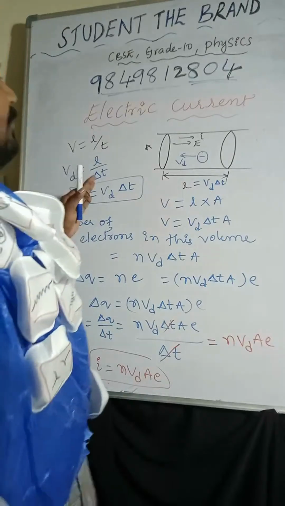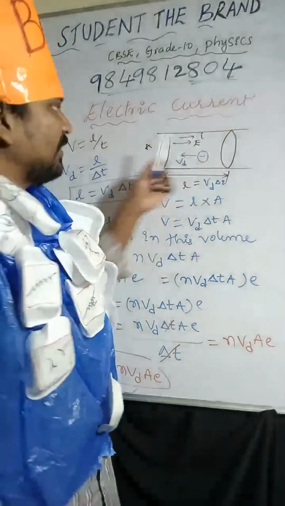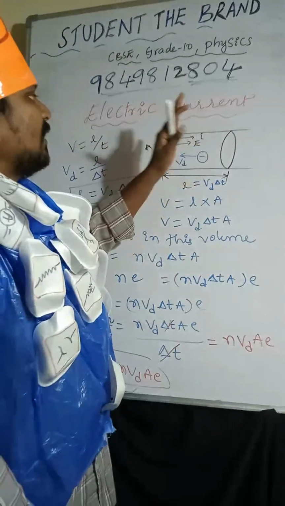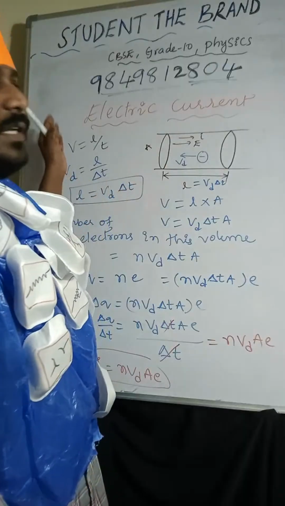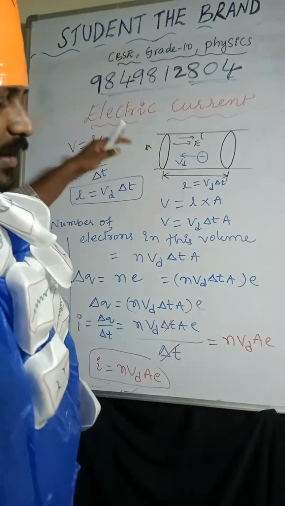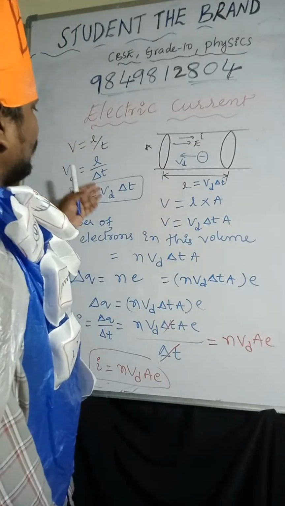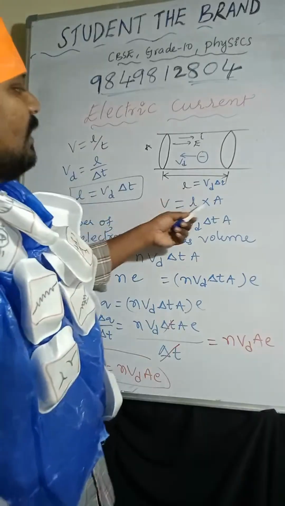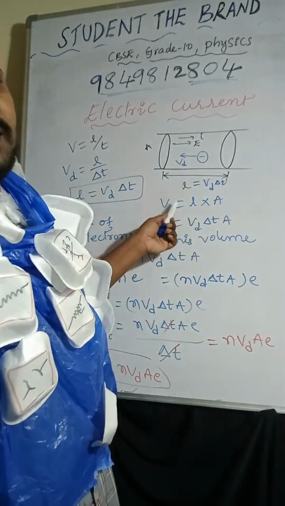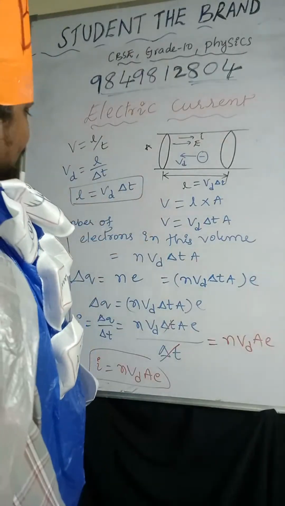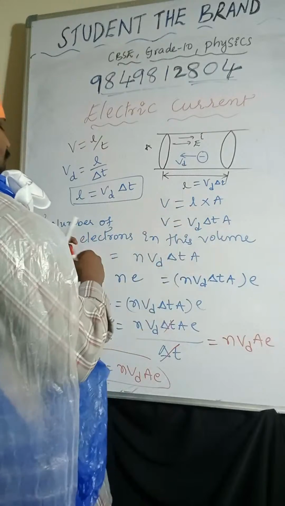Once again, listen carefully. Current is moving in the conductor, so an electric field will be there, and electrons will move opposite to the electric field. Velocity equal to displacement by time, so Vd equal to L by delta t, and L equal to Vd into delta t. Volume V equal to L into A, so V equal to Vd into delta t into A. This is the volume you are considering.